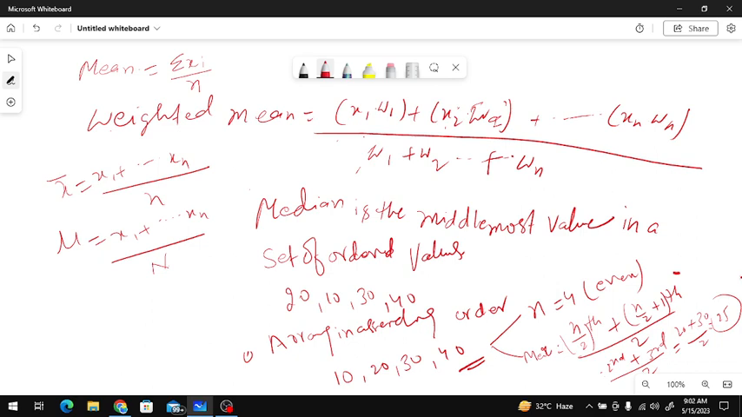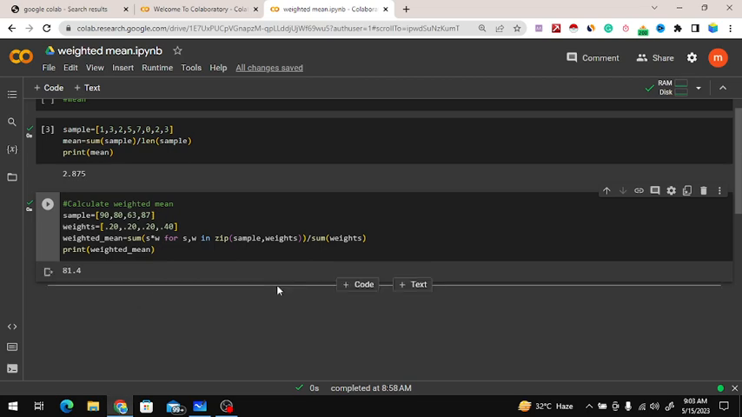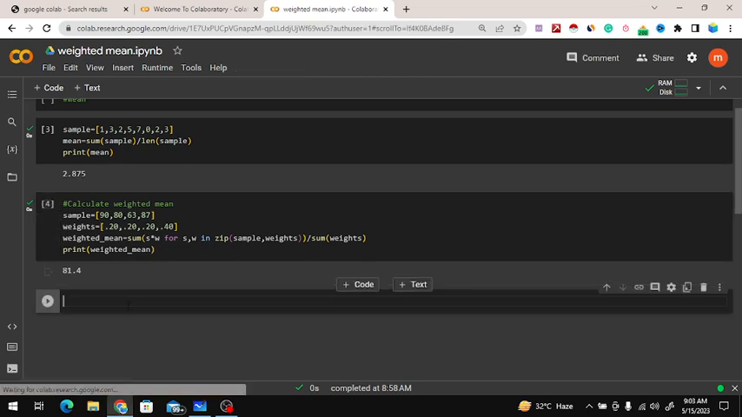So it's very simple, not very difficult, but let's see how we solve it. So let's calculate the median in Python. Let's go ahead.